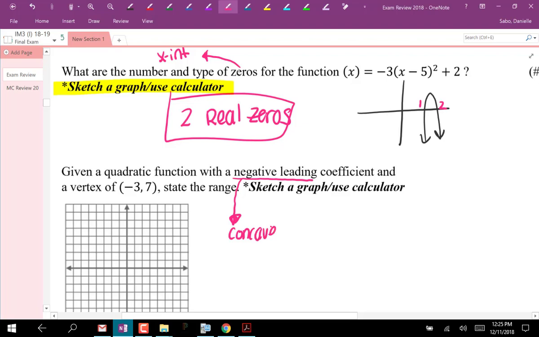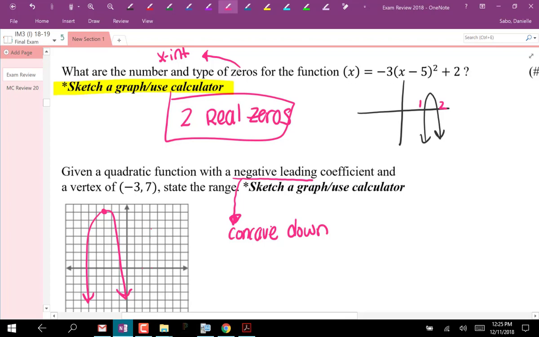Very good. Concave down. A negative leading coefficient means it goes from going up to going down. It's negative. And then it has a vertex at negative 3, 7. So I'm just going to graph that. Negative 3, 1, 2, 3, up 1, 2, 3, 4, 5. Oop, I went the wrong way. 1, 2, 3. 1, 2, 3, 4, 5, 6, 7 is about right here. And you said concave down, like this.